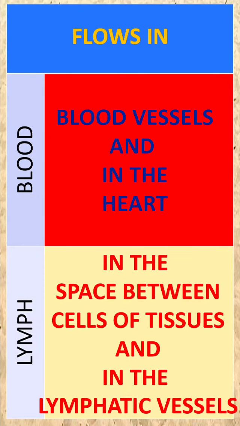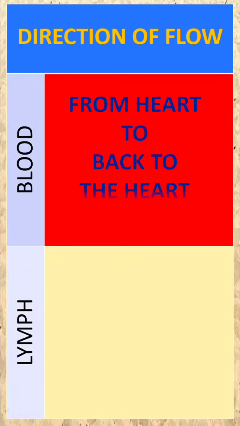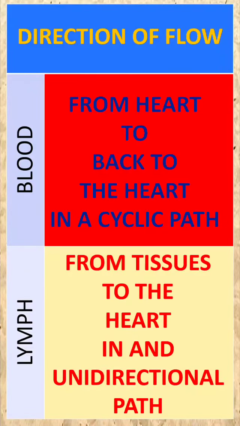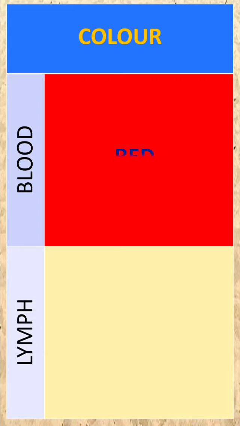Flow direction. So blood flows in the blood vessels and the heart, and the lymph flows in the space between the tissues and lymphatic vessels. The direction of flow: the blood flows from the heart and comes back to the heart, so it goes in a cyclic path, whereas the lymph starts from the tissues and returns to the heart, so it is unidirectional, flows in one direction only.